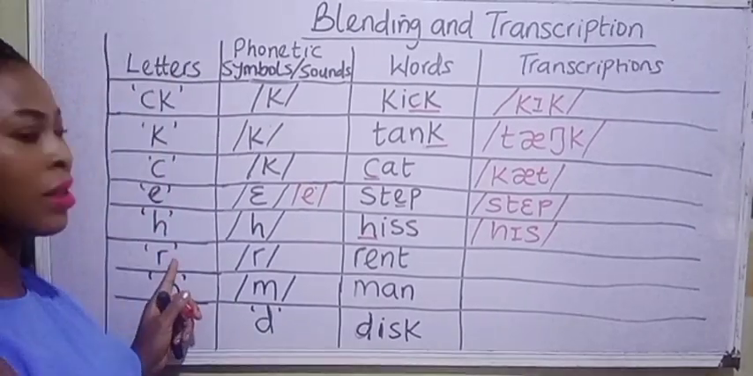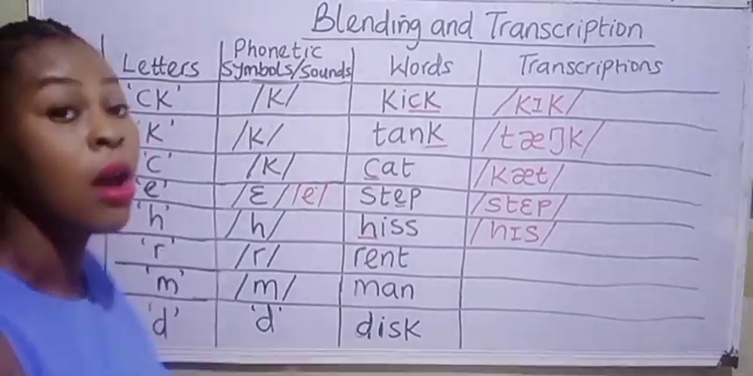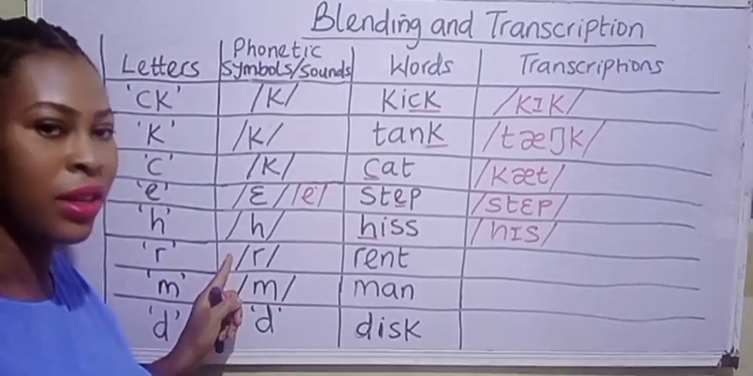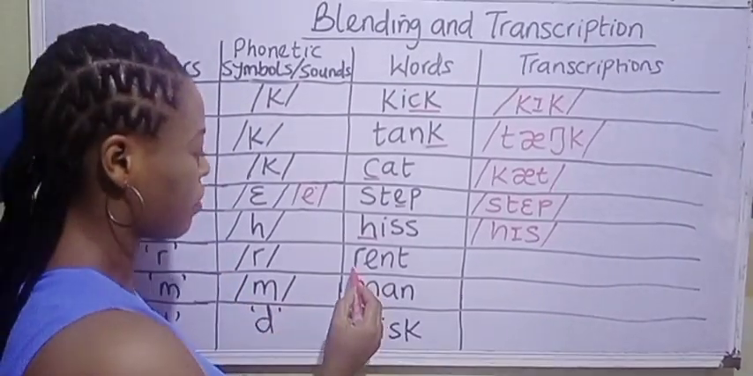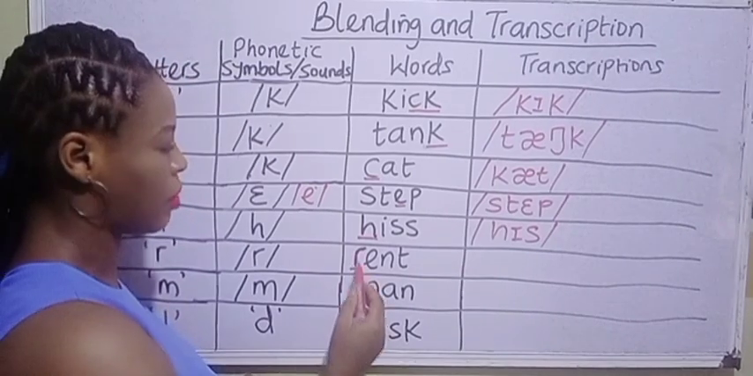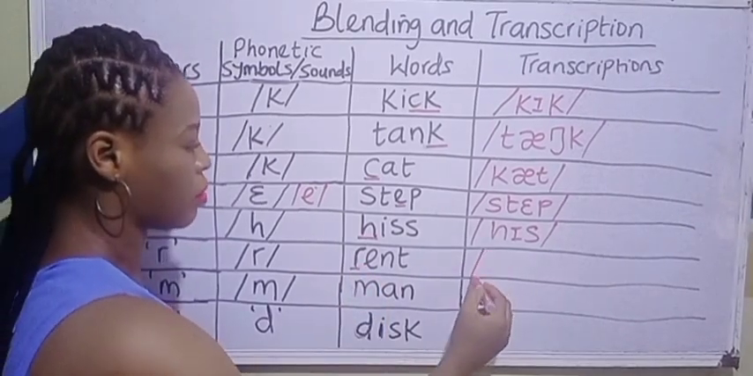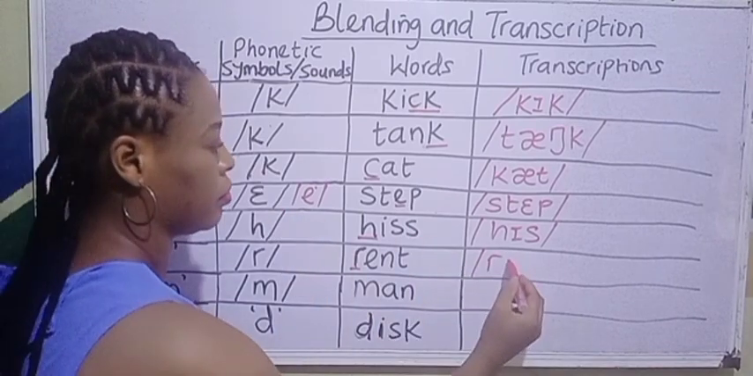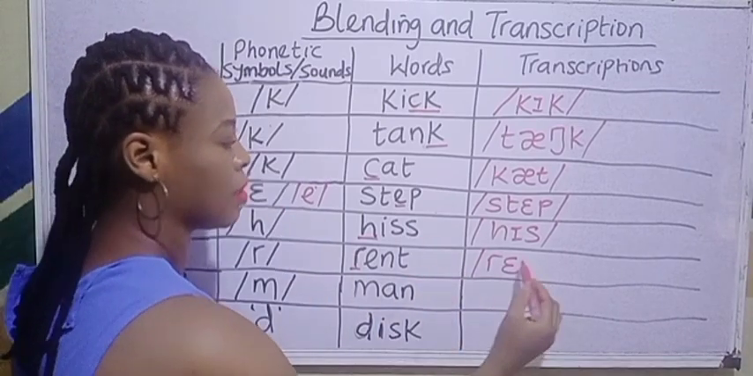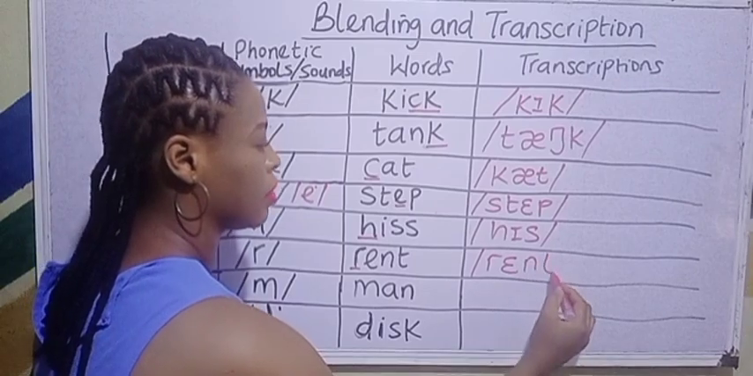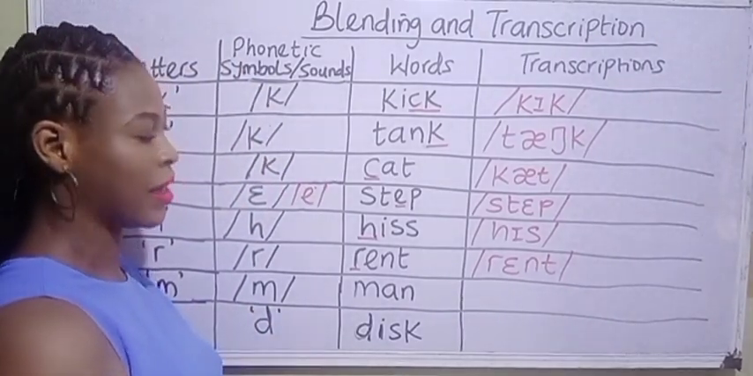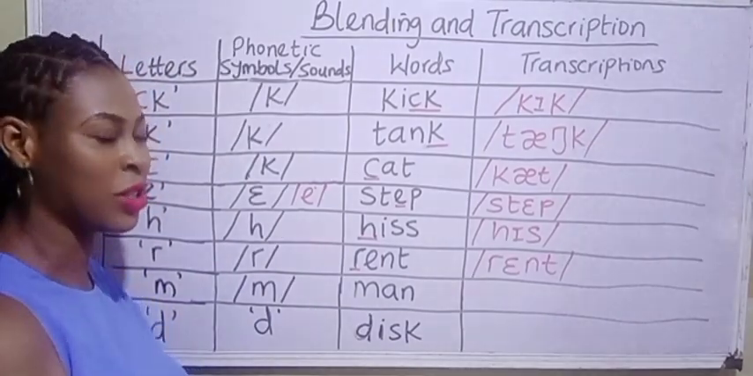Now let's move on to this letter. The letter is sounding as R. Now we have it as in R. It's written like this. So now let's look at it. We have it here. R. Now we have R. Now let's transcribe it. We have R. E. And rent. Rent. Did you get that?